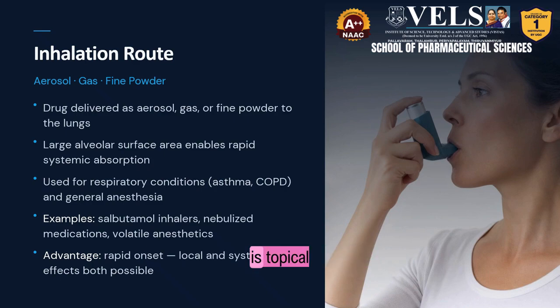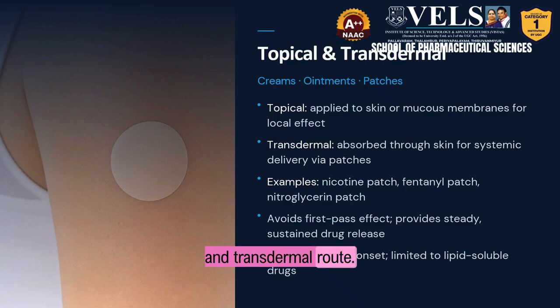The next route of administration is the topical and transdermal route. In the topical route, the drug is applied to the skin or mucous membrane, mainly for local effect. In the transdermal route, the drug passes through the skin to produce a systemic effect. The transdermal patch can provide sustained drug release and avoid first pass metabolism. Examples: nitroglycerin, Nitrocontin and fentanyl patches.